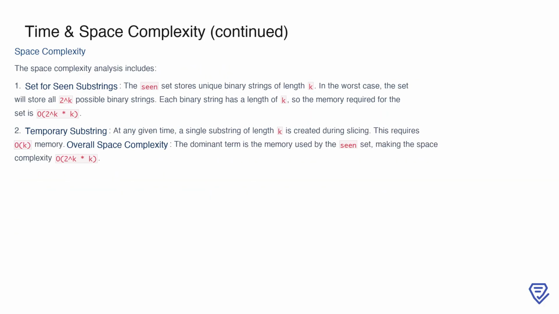Now, let's analyze the space complexity. The primary space usage comes from the seen set, which stores unique binary substrings of length k. In the worst case, this set will contain all 2 to the power of k possible binary strings. Since each binary string has a length of k, the total memory required for the set is 2^k * k. Additionally, at any given moment, a temporary substring of length k is created during slicing, which adds O(k) memory overhead. However, the dominant term in space usage is the memory allocated for the seen set, so the overall space complexity is O(2^k * k).